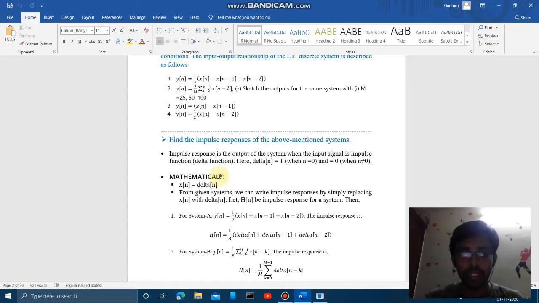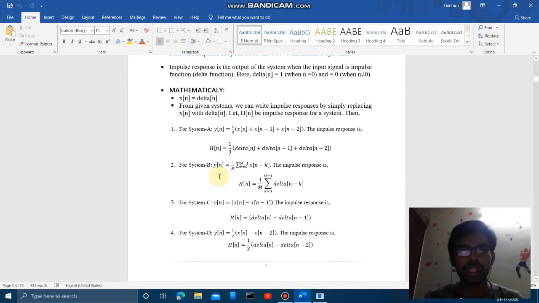From the given systems, we can write impulse responses by simply replacing x of n with delta of n. First, suppose h of n is the impulse response for a system. If we check system wise, for system A, y of n equals 1 by 3 into x of n plus x of n minus 1 plus x of n minus 2, the impulse response is h of n equals 1 by 3 into delta of n plus delta of n minus 1 plus delta of n minus 2. That is, h of n equals 1 by 3 when n equals 0, 1 and 2.